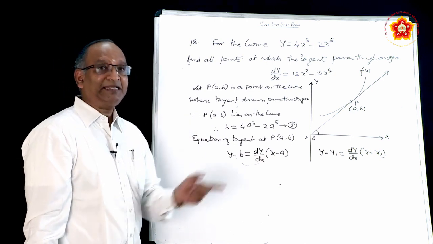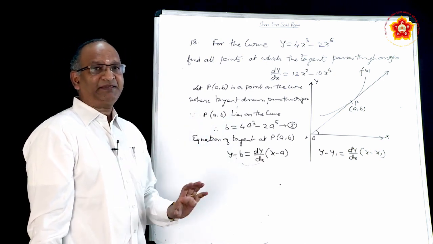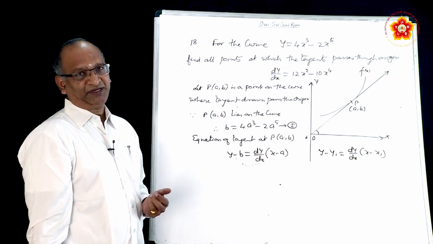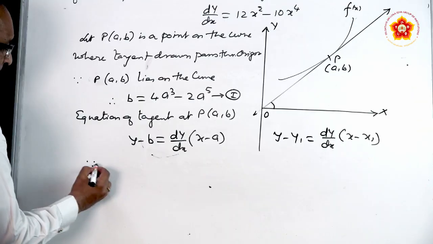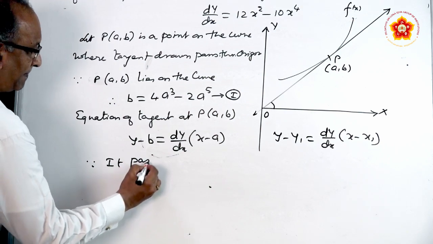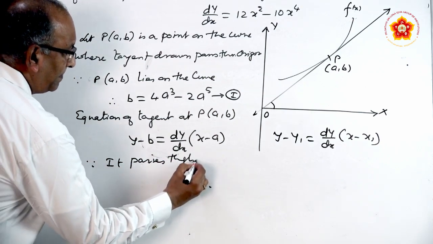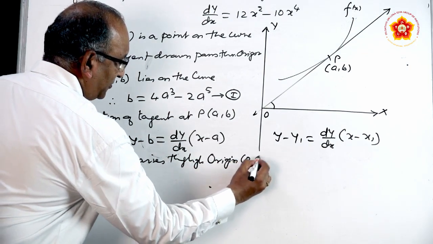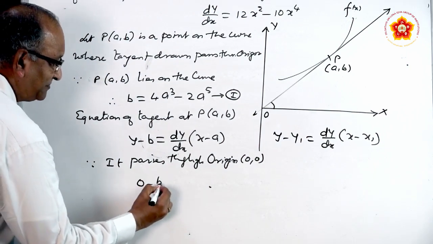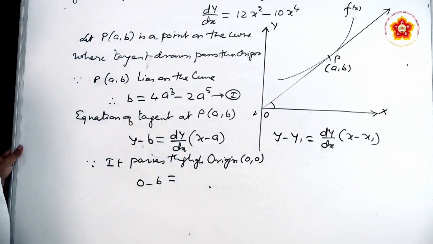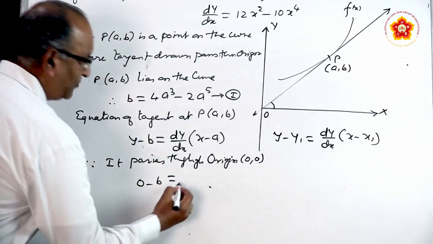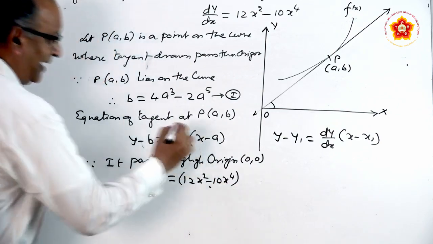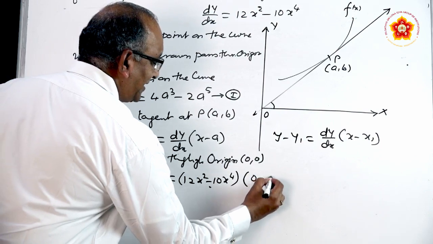He says this tangent is passing through origin. What happens if a line passes through origin? The coordinates of that point will satisfy the equation of the line. Since it passes through origin, that is (0, 0), we can say that 0 minus b is equal to dy by dx. Dy by dx is how much? 12x square minus 10x to the power 4, into (x minus a), that is 0 minus a.